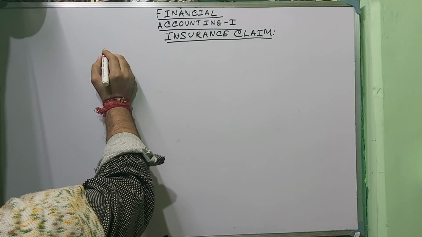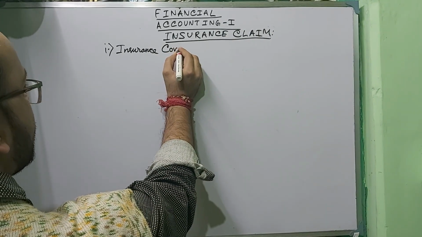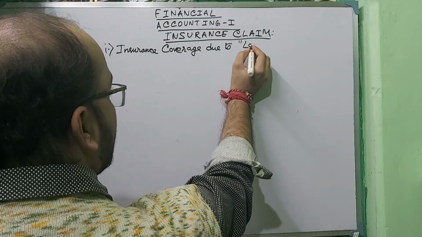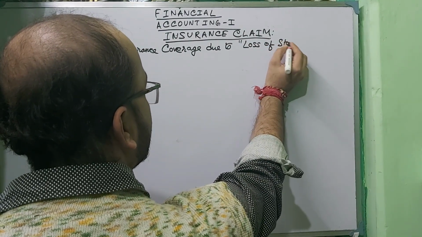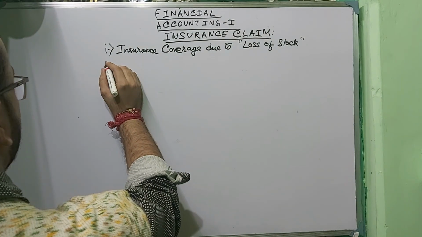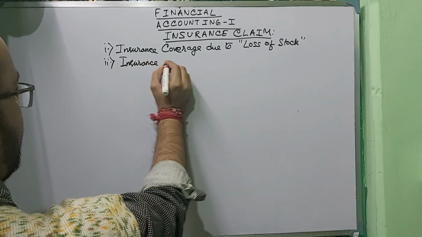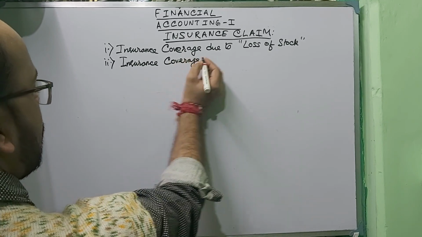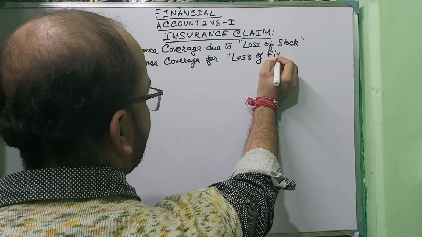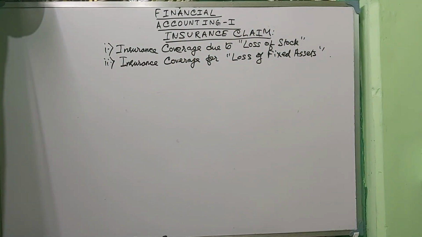There may be two types: one is insurance coverage for loss of stock, and number two is insurance coverage for loss of assets, that is, loss of fixed assets. Okay, fixed assets. These are the two types of insurance claim you can make in general insurance.